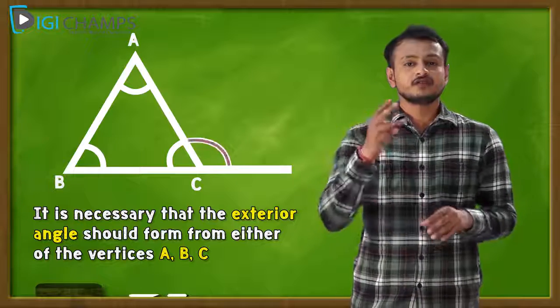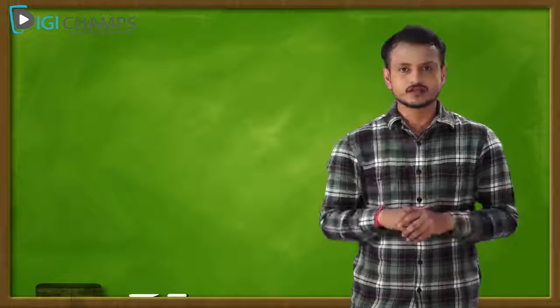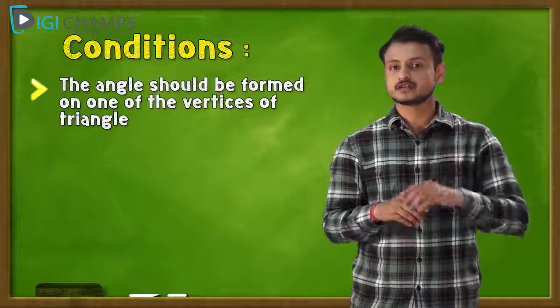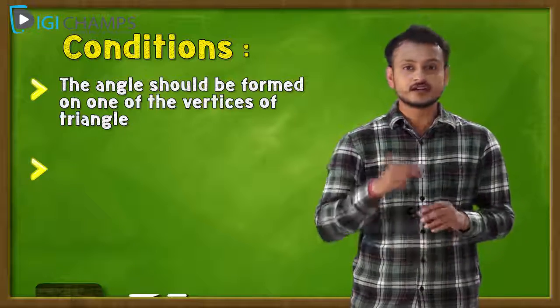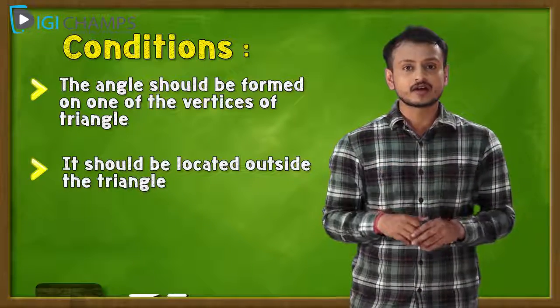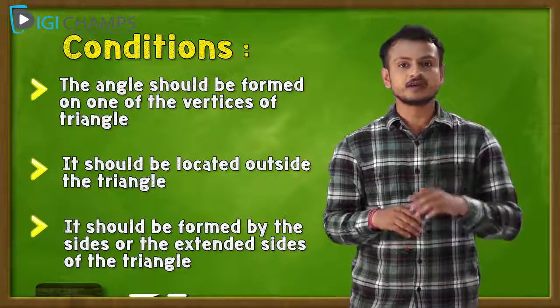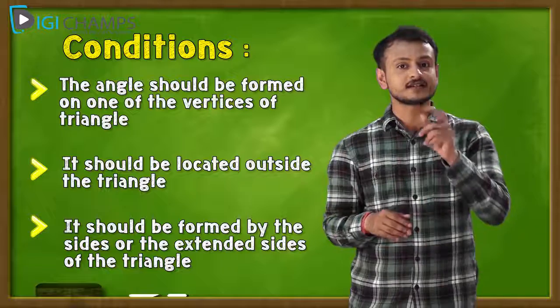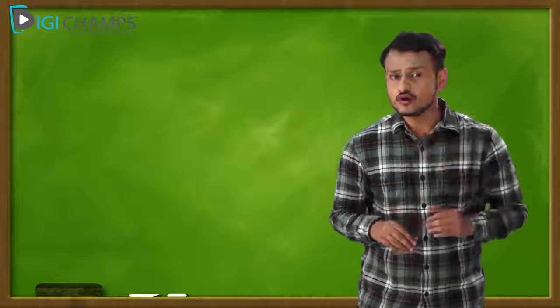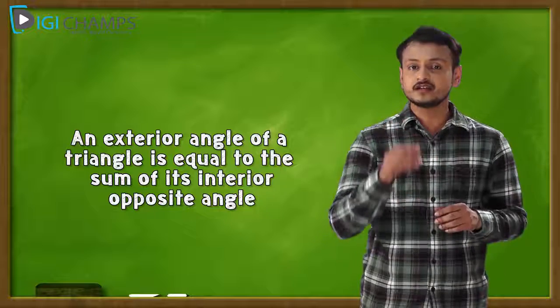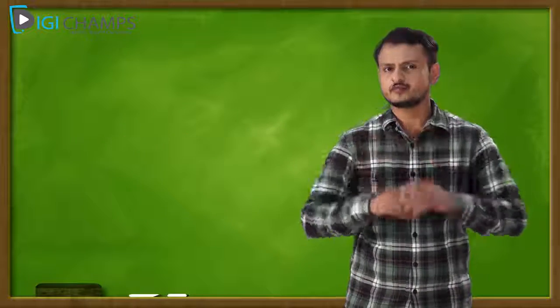triangle. So there are three conditions for an angle to be exterior. The first condition is the angle should be located on one of the vertices of the triangle. The second condition is the angle should be located outside the triangle. And the third condition is the angle should be formed by the sides or the extended sides of the triangle. Do you know an exterior angle of a triangle is equal to the sum of its interior opposite angles? So let us prove it.